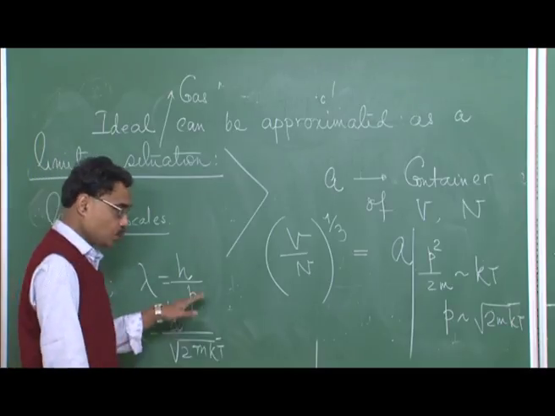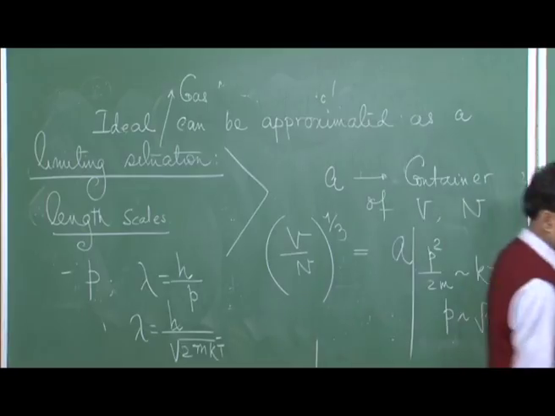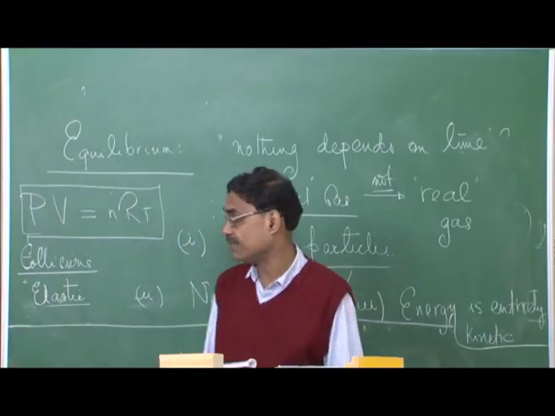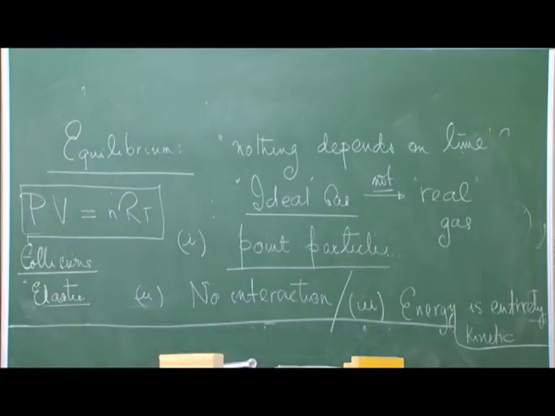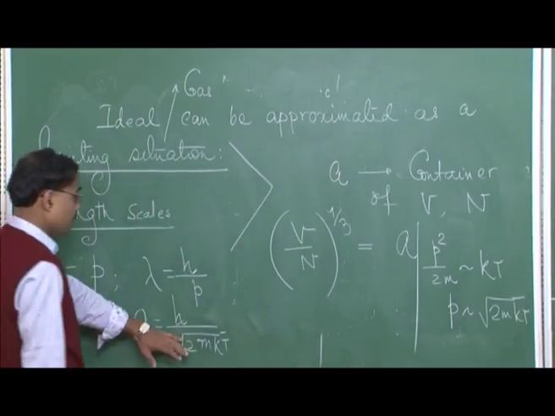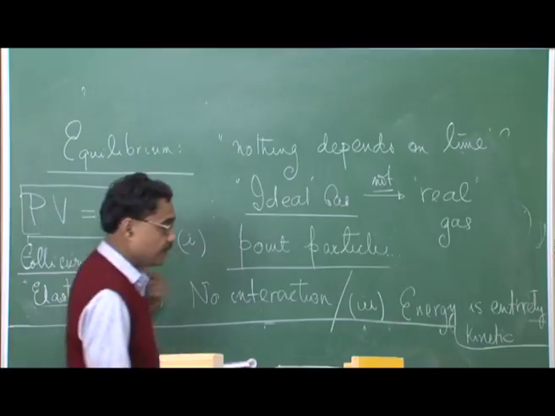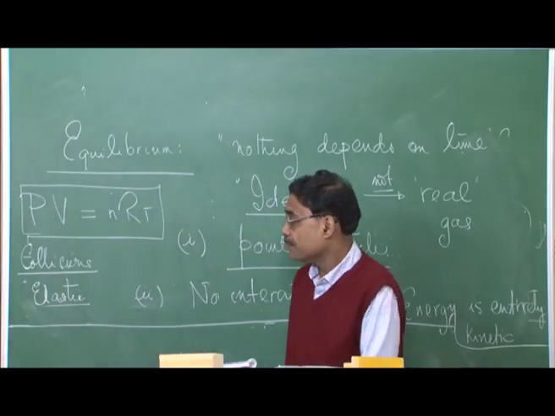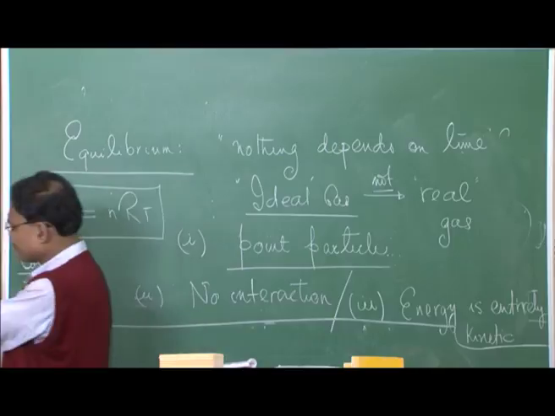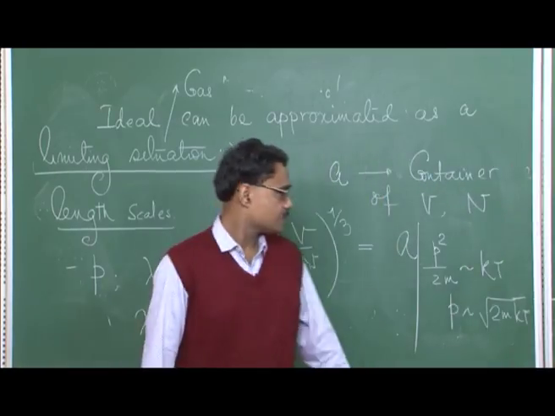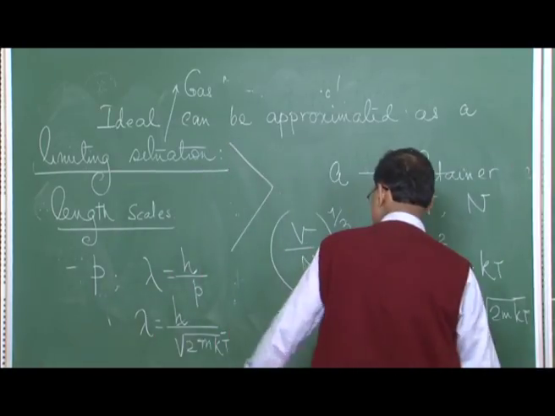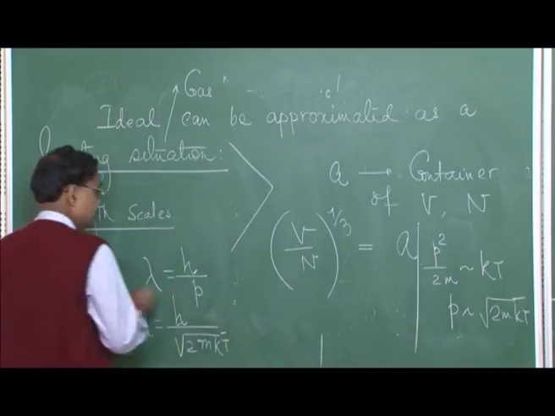This, if you do not know, you have to just look for de Broglie wavelength. What is de Broglie wavelength? I have said that there is a length h over p, and typically kinetic theory tells us, which I will elaborate on later, that p squared over 2m is of the order of kT. So, p is of the order of root 2mkT. So, this is the other length in the problem.